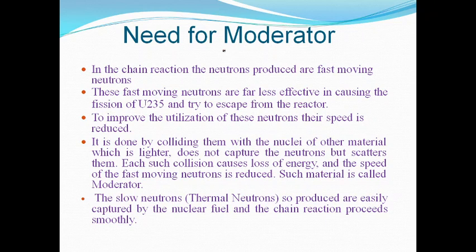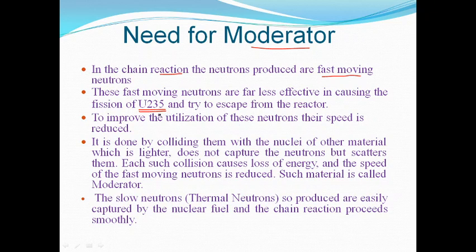Now moving on to the second part of a nuclear reactor. The first part is the nuclear fuel. The second part is the moderator. First of all, let us think, what is the purpose of a moderator? We know the chain reaction produces neutrons that are very fast moving, and these fast moving neutrons are less effective in causing the fission of uranium-235.